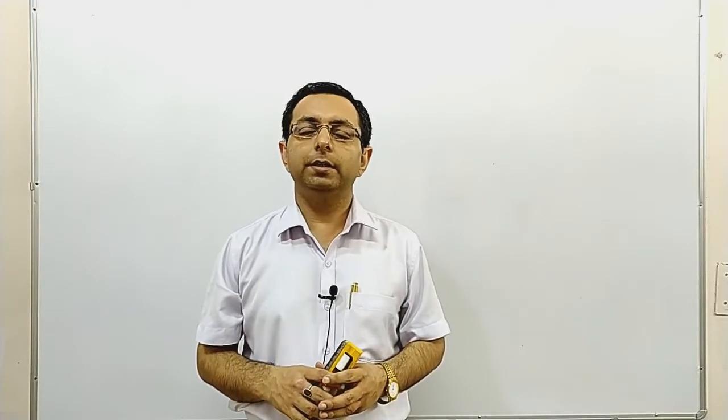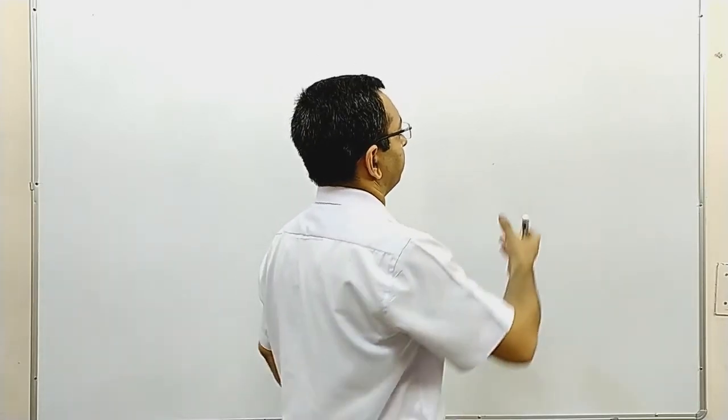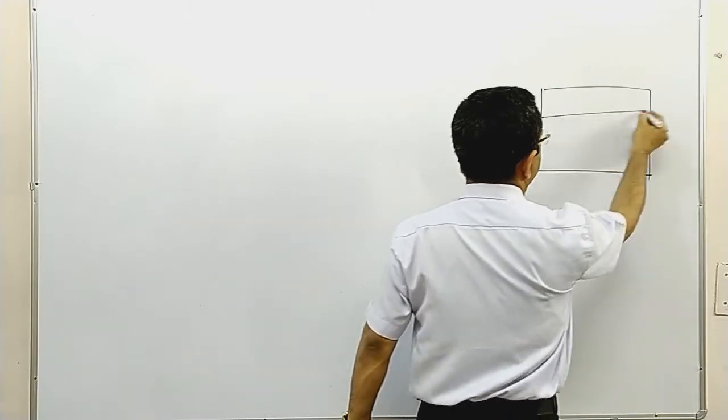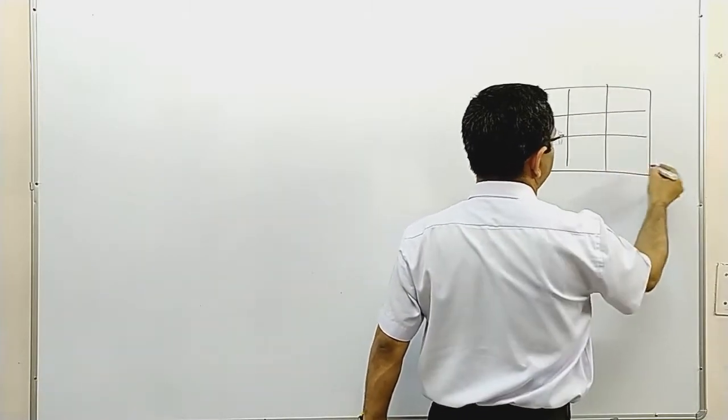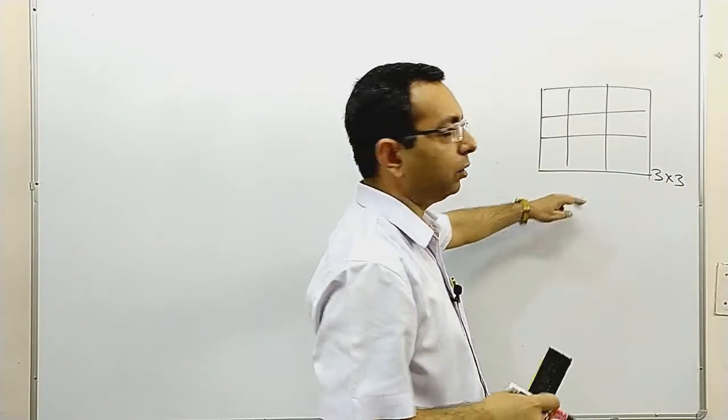In this video, we will discuss the transpose matrix. So let's see. Suppose we have a matrix of order 3 by 3. Order 3 by 3 means there are 3 rows and 3 columns.